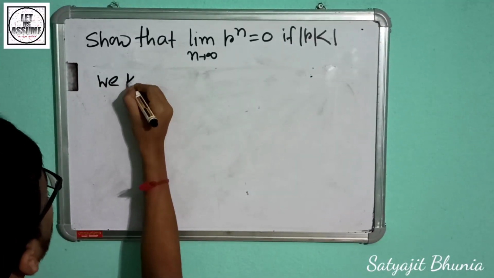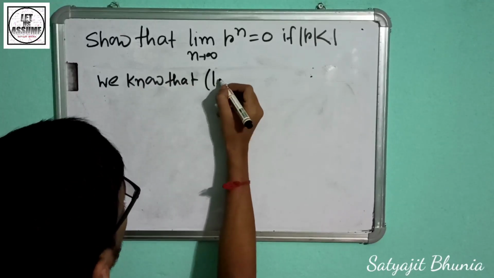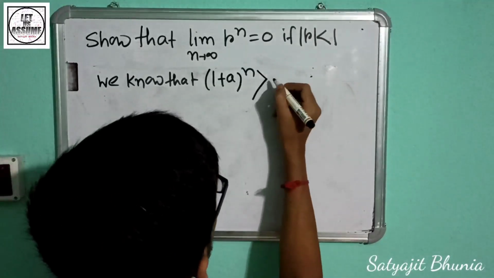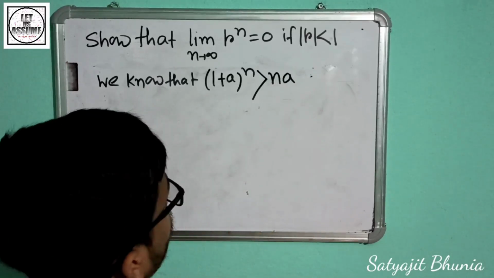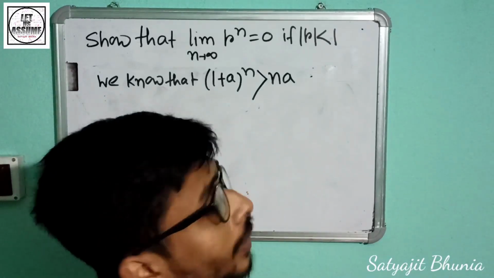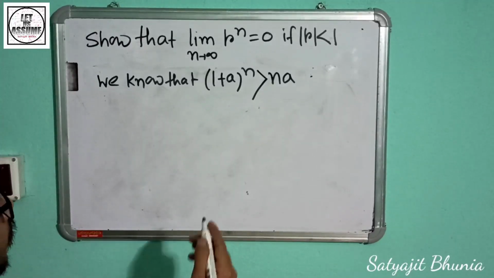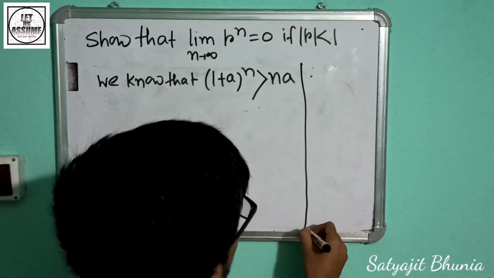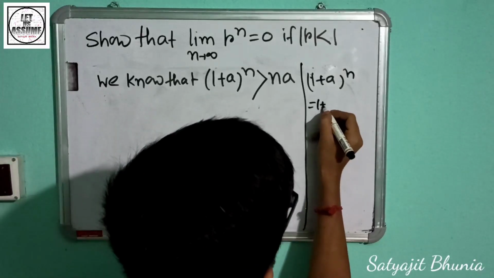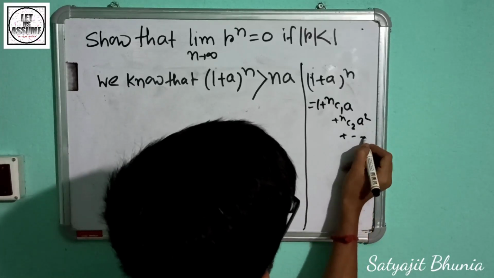we know that (1 plus a) whole to the power n is greater than na, n into a থেকে ওটা বড় হবে। কেন বড় হবে? 1 plus a whole to the power n, এক্সপানশন করলে কি লিখতে পারি, nc1 a, nc2 a square and so on.